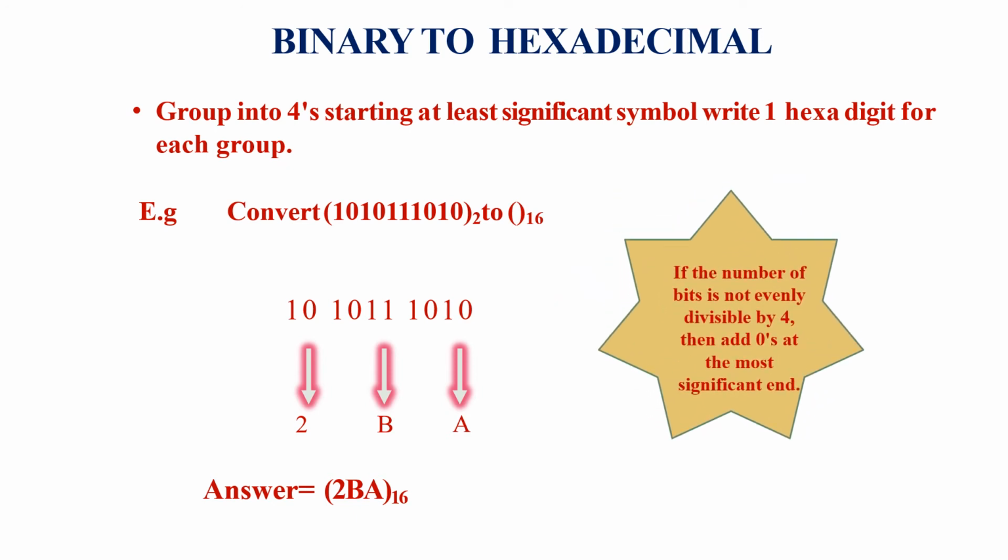Okay, as I told you, if the number of bits is not evenly divisible by 4, then add zeros at the most significant end. As I told you, here we can just add 2 more zeros, which is equivalent to 2. So likewise, we can convert binary to hexadecimal.